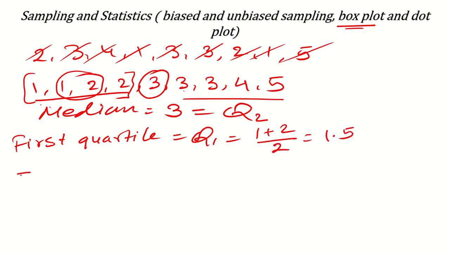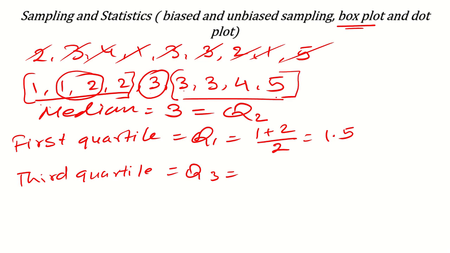And what is the third quartile? Third quartile is Q3. So it will be equal to what? The middle number of the second half. So 3 and 4 are the numbers in the middle. So 3 plus 4 by 2 means 7 by 2, which means 3.5.